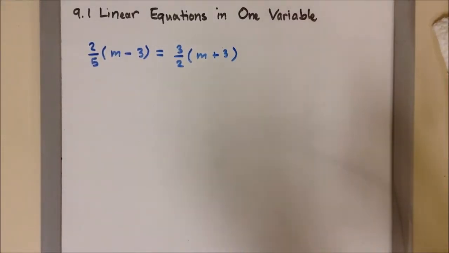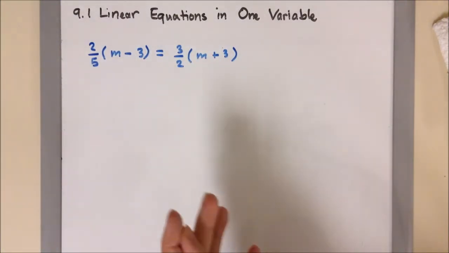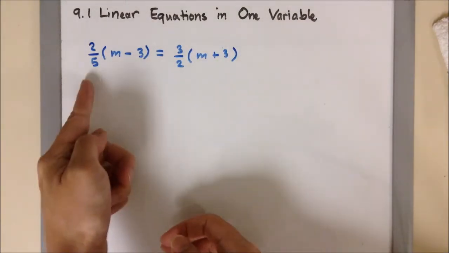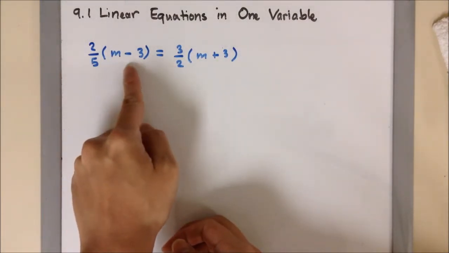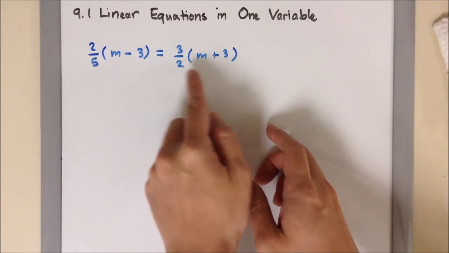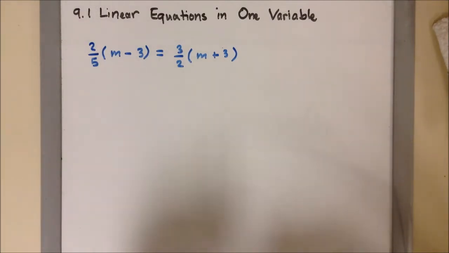Alright, in this example, we have fractions in our linear equation, but also on both sides. We also have variables on both sides. So on the left side, it's 2/5 multiplying to m minus 3. On the right side, we have 3/2 multiplying to m plus 3. So let's distribute one side at a time.